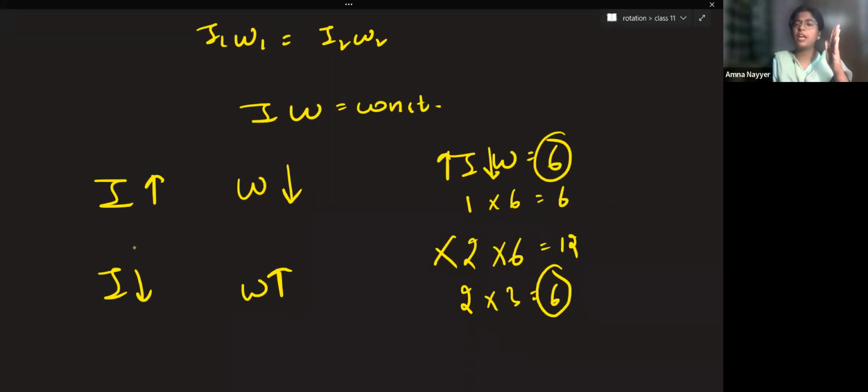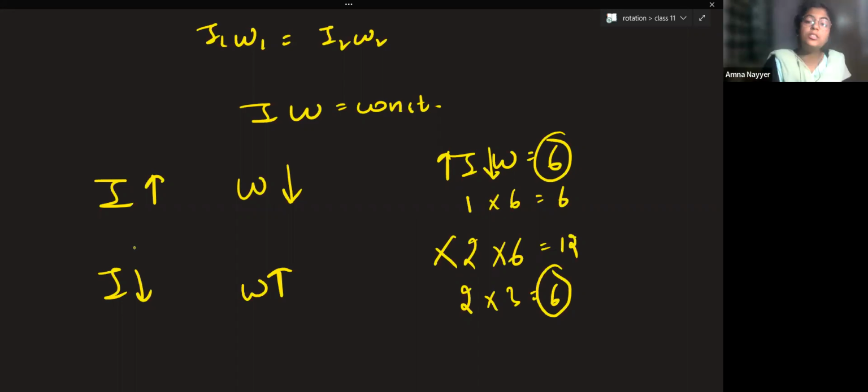Like this example, 1 into 6 is 6. If I increase I from 1 to 2, I cannot increase omega from 6 to 7, or even keep it constant. I have to decrease it to 3, then only this product will still be equal to 6.